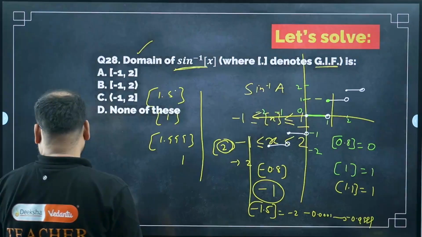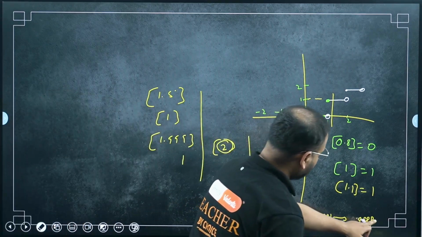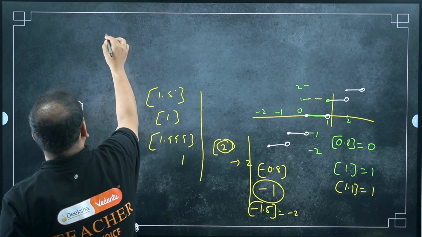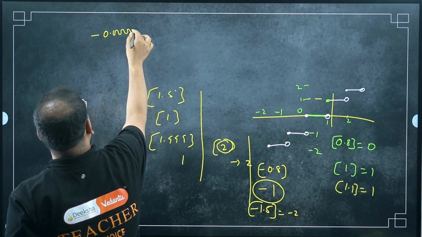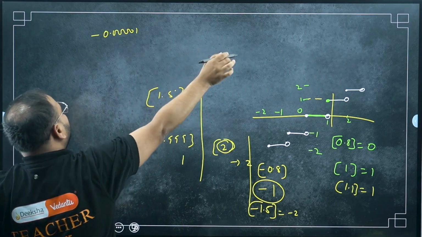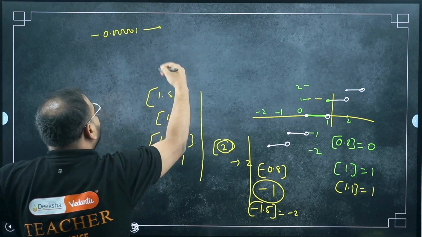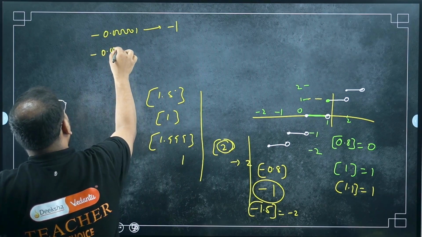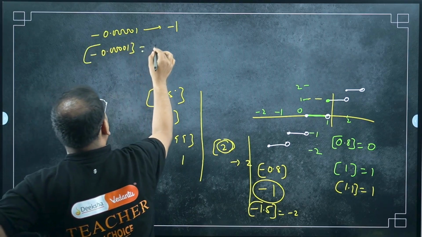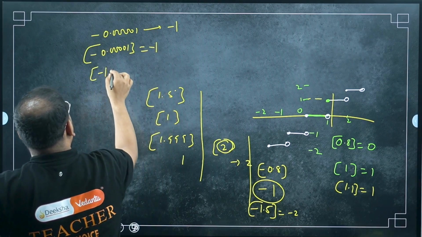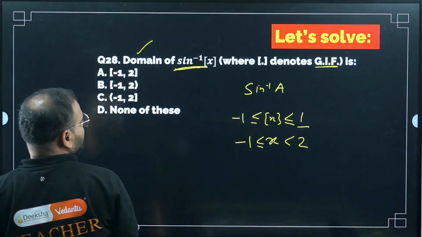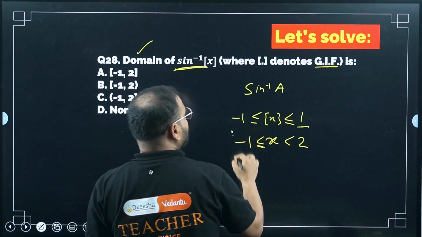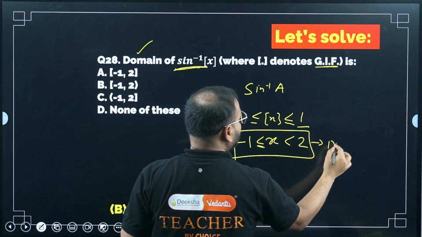And at minus 1 also, if you have to rewrite this, let me rewrite it over here so that it makes sense to you. For any value starting from minus 0.0001, you can keep going like this up to minus 1. For all these values, if you put GIF, the answer is minus 1. And if you put minus 1 in the GIF, the answer is again minus 1. So I can put an equality over here. So what is my x value? x starts from minus 1 to 2. This is my domain.